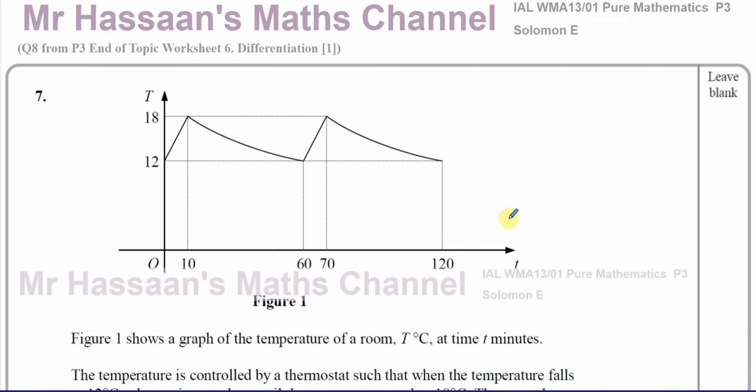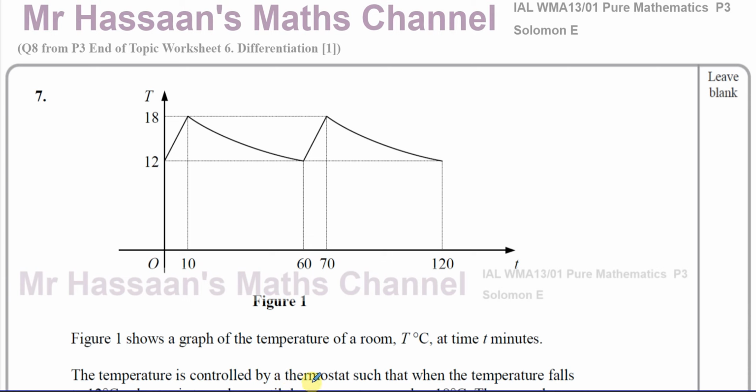This is from Solomon E, and it's also from my end of topic worksheet for P3, question 8 from the first differentiation worksheet I have. This question is to do with exponentials and logarithms, and it says here, figure 1 shows a graph of the temperature of a room T Celsius at time t minutes.